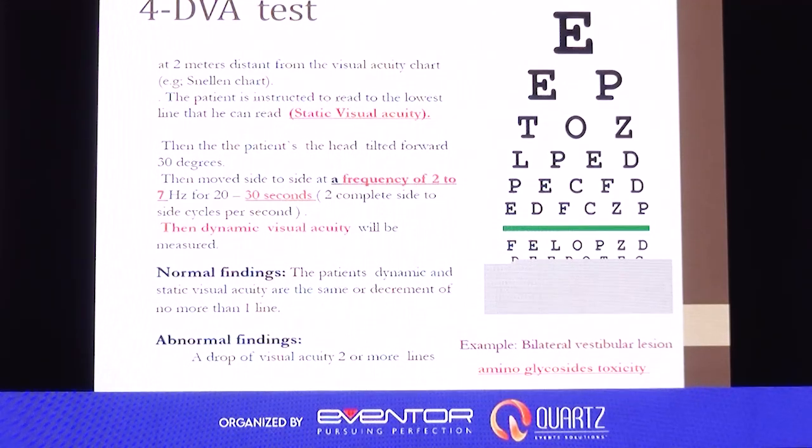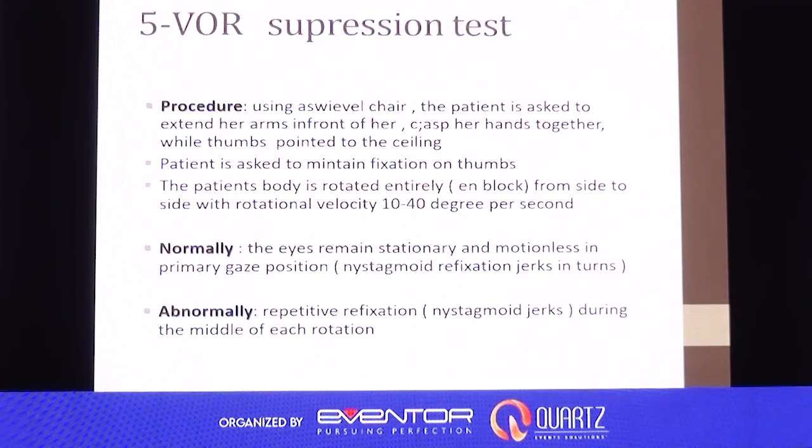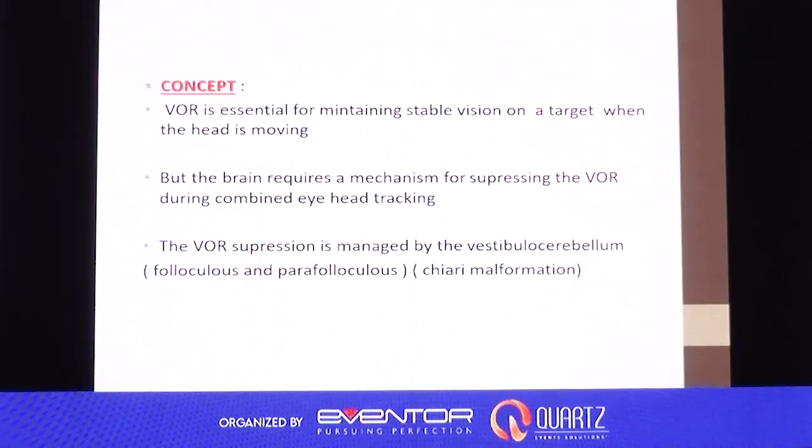Normally, there is no difference or a little difference between the static and dynamic visual acuity, by no more than 1 line, but abnormally there will be a drop in the visual acuity of more than 2 lines. For example, it is effective in bilateral vestibular lesions that occur in ototoxicity. The VOR suppression test, first I will show you the video.